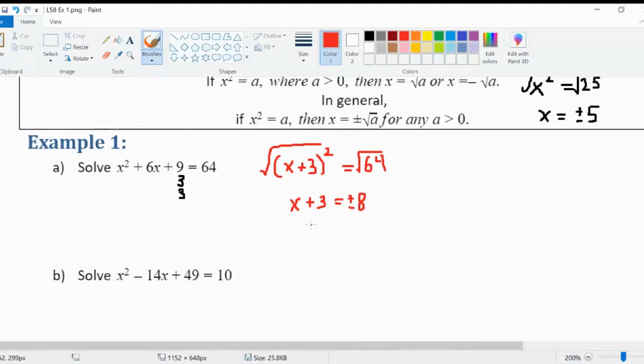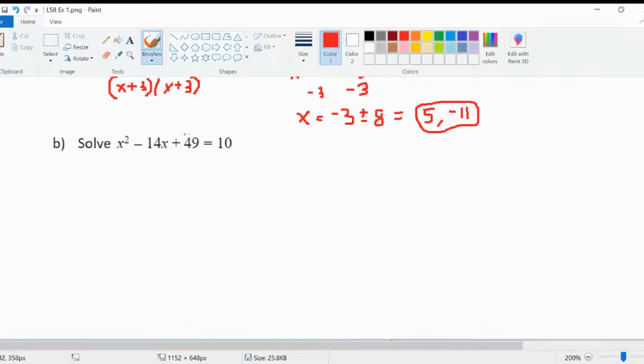Now from there, we're going to use algebra to get our x alone. We're going to subtract 3 and subtract 3. So ultimately, x is going to equal negative 3 plus or minus 8, which is going to give us two solutions. Negative 3 plus 8 is going to be 5. Negative 3 minus 8 is going to be negative 11. So there would be our two solutions for that problem.